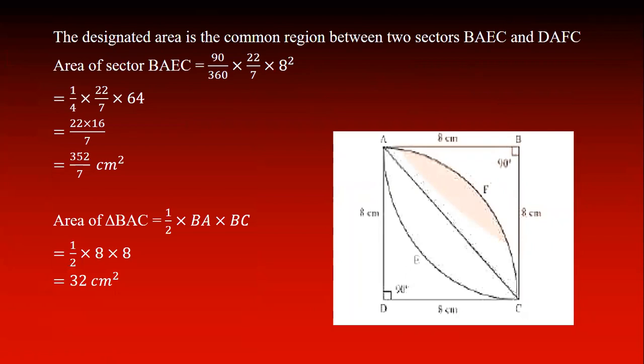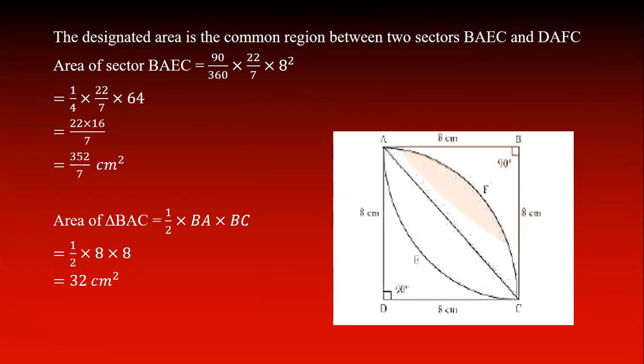So the designed area is the common area between the two sectors BAEC and DAFC. Now area of the sector BAEC is theta by 360 into pi r square. So when we substitute, we get 352 by 7 centimeter square.